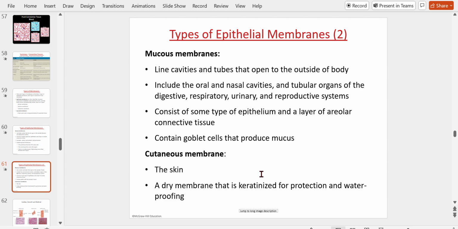Cutaneous membranes. Here we're talking the skin. A dry membrane that is keratinized for protection and waterproofing.